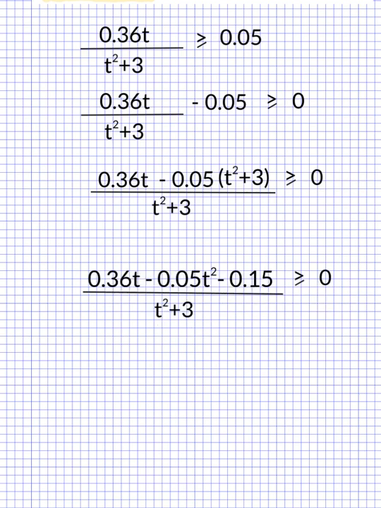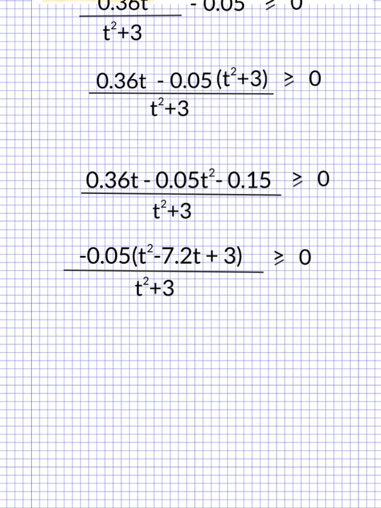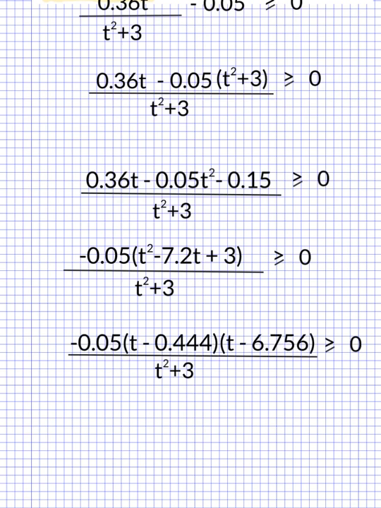We'll tidy this up a little bit. We factored out the negative 0.05 and put the terms in order. T squared minus 7.2 T plus 3 isn't necessarily that easy to factor, so we can use the quadratic formula and we should get this right here. We have a quadratic on the top and a quadratic on the bottom. That'll be easy to graph. We know the horizontal asymptote already.